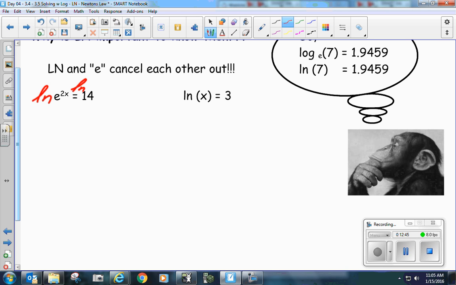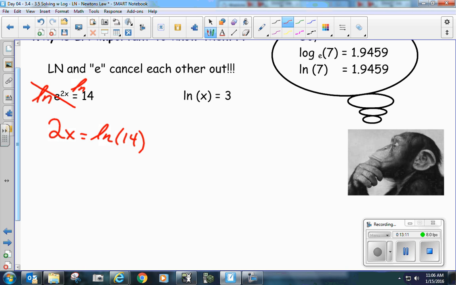So what happens on the left side? Yeah, the ln and e cancel. I just have 2x equals the natural log of 14. I mean, if I were to use regular log, and I could, I'd have a log on both sides, and I'd have to divide log by the log. It would just be a bigger problem to do. It would still be doable, but it wouldn't be as easy.